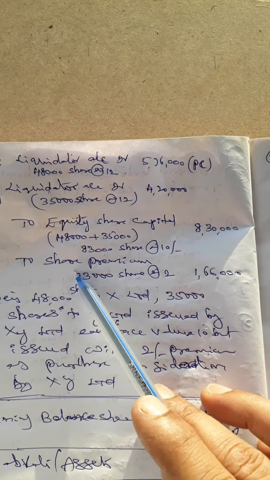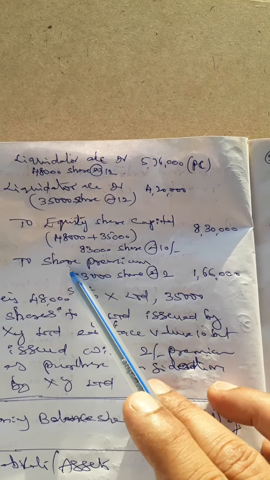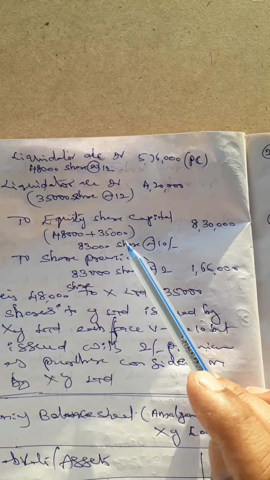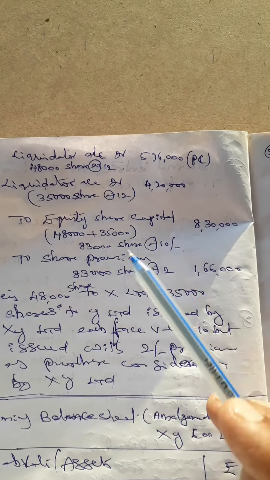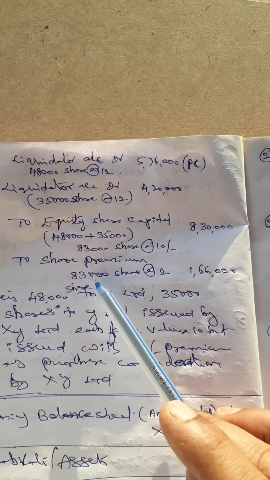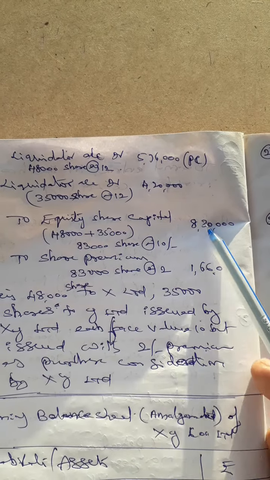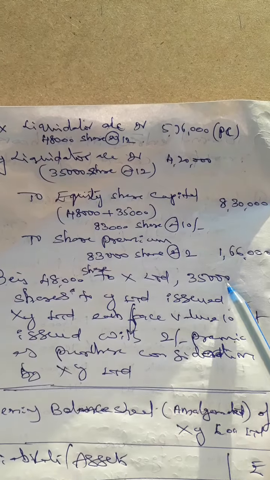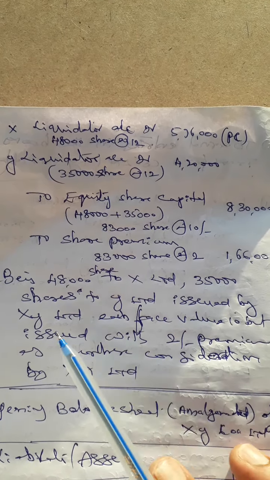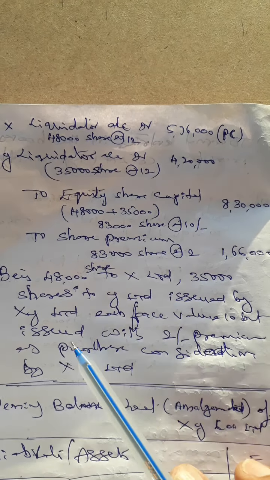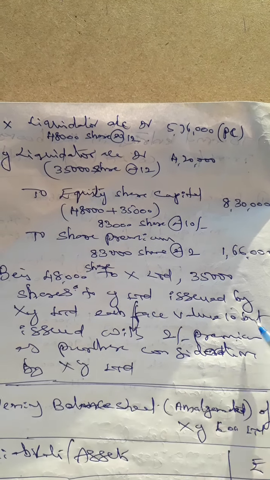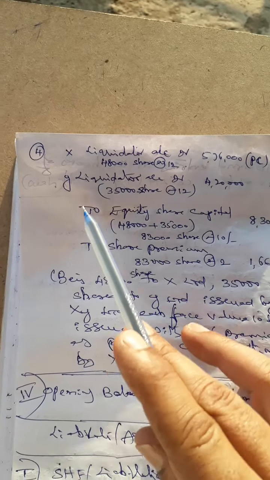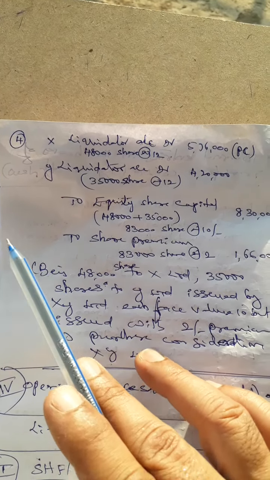How much premium are we issuing? Credit that premium amount to the share premium account: 83,000 shares into 2 rupees. Here credit the equity share capital 83,000 into 10. Credit the premium account 83,000 into 2, 1,66,000. This total amount becomes equal to this one. Being 48,000 shares to X Limited and 35,000 shares to Y Limited issued by XY Limited, each with a face value of 10 rupees, with a 2 rupees premium. By passing these 4 entries, the journal entries are completed in the books of the old company.